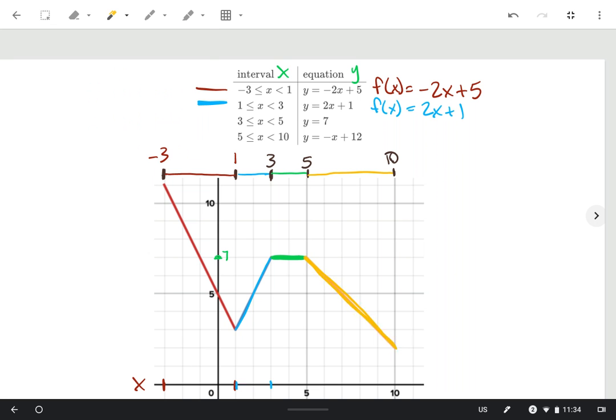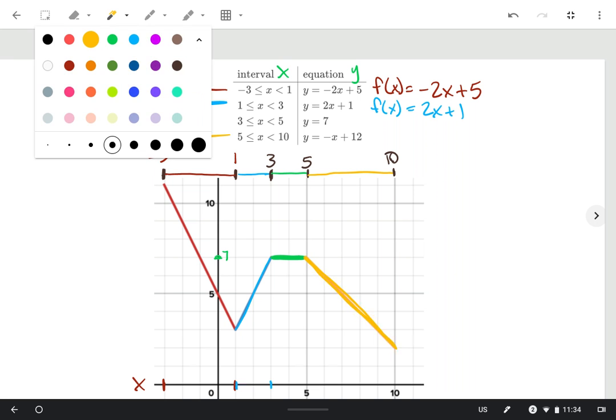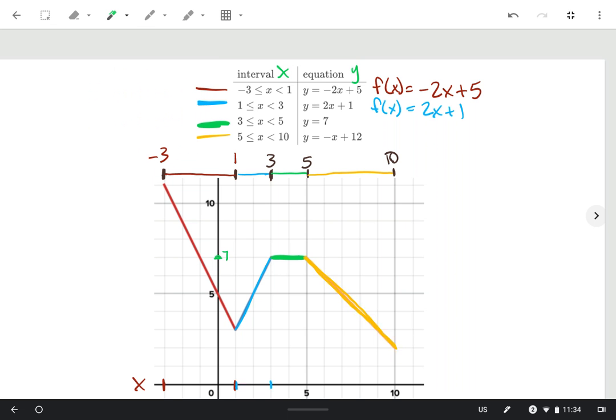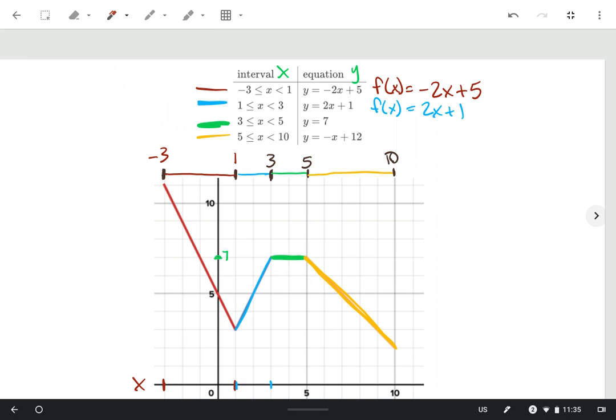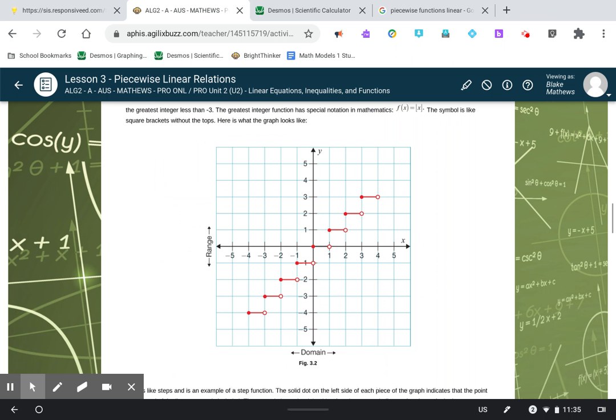So piecewise functions always have these components. There's going to be a table. It's going to have the interval, and it's going to have the equation. Just to recap, the interval tells me where the graph is located. In our first section, we have the graph from -3 to 1. In our second section, we have 1 to 3. Then we have 3 to 5, and then we have 5 to 10. And then the equation describes the actual graph. What equation describes that graph as you go along? So let's go look at our lesson.